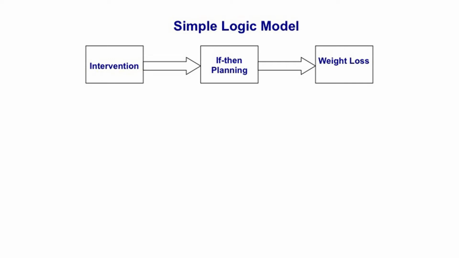So there's very little in this logic model. It's a very simple one, but it still says that how the intervention is going to work is through better if-then planning. So this is an example of a very simple logic model. So here are the results of this trial.